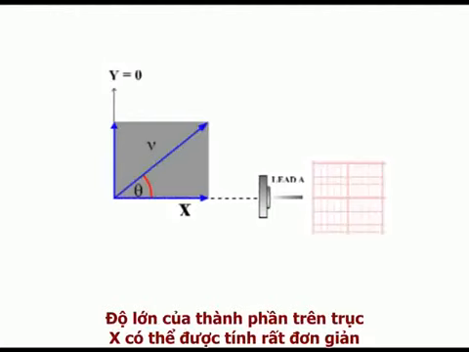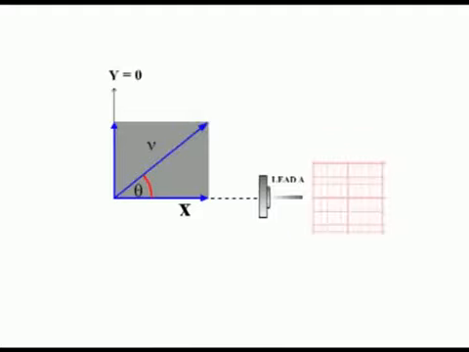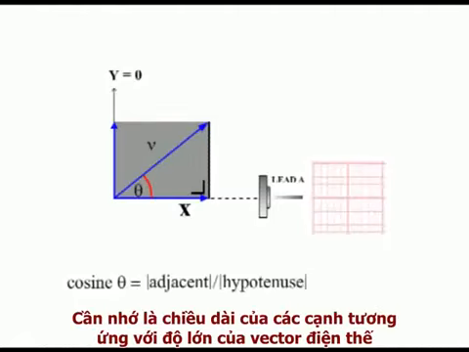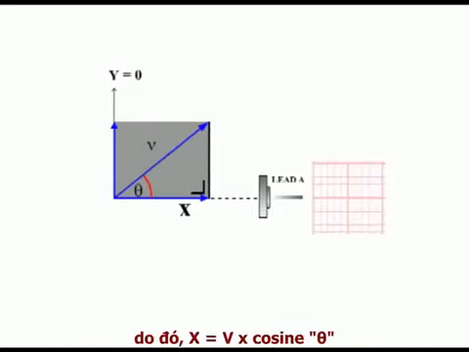The magnitude of this x-axial component can be calculated very simply. In a right-angled triangle, the cosine of the angle theta is given by the length of the adjacent side divided by the length of the hypotenuse. Remembering that length equates to magnitude, the magnitude of the x-axial component is therefore equal to the magnitude of the parent vector multiplied by the cosine of the angle theta.